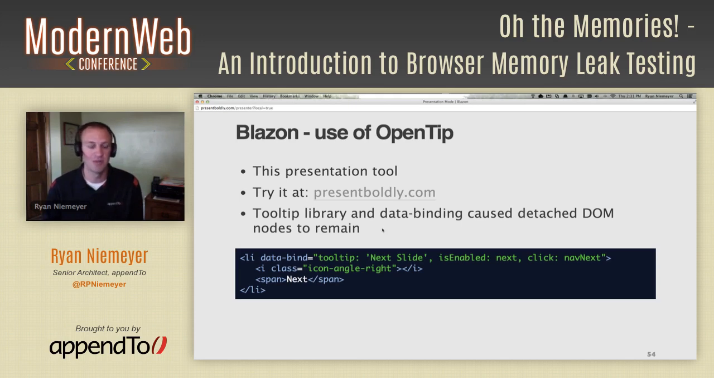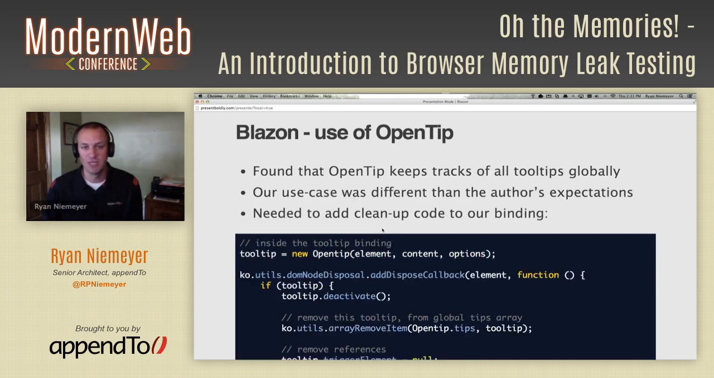And as we were navigating through slides, we found out that anything attached to these tooltips was just hanging around. When we dug into it more, we found it wasn't as complicated as it might seem. Really, OpenTip was globally keeping track of all of the tooltips. It had an array called OpenTip.tips, and every tooltip created was added to it, and there was no code to actually remove it. That wasn't part of OpenTip.